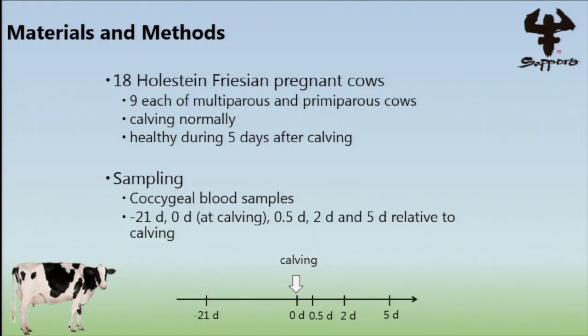We used 18 Holstein Friesian pregnant cows raised in our school farm, 9 each of multiparous and primiparous cows. All of them underwent normal calving process and stayed healthy during 5 days after calving. Blood sampling was conducted from coccygeal veins at 20 days before parturition, 0 day immediately after calving, 0.5 days, 2 days, and 5 days after calving.